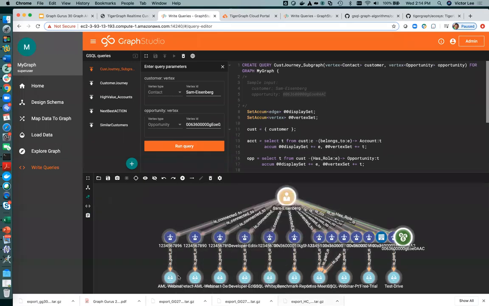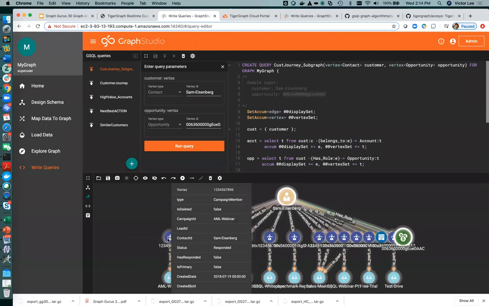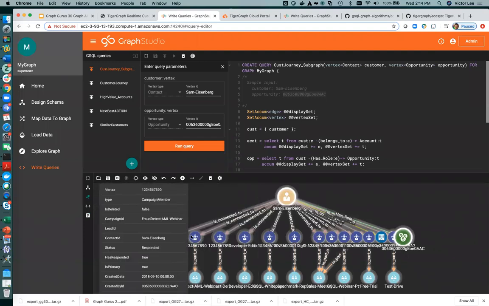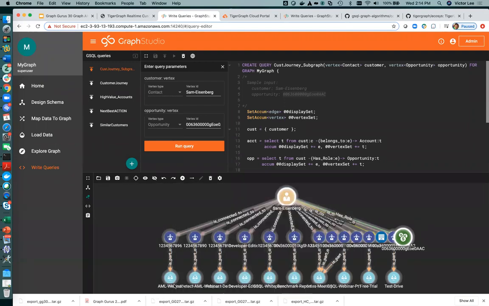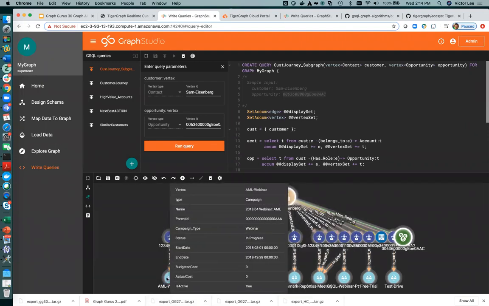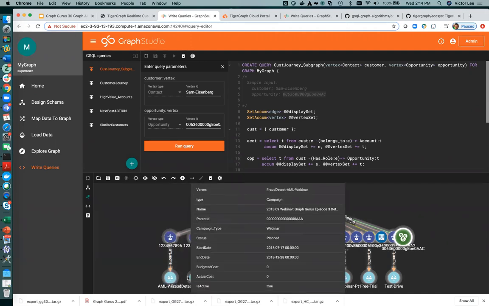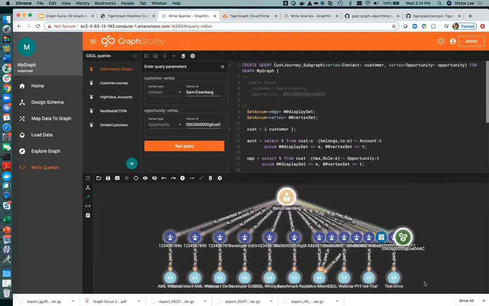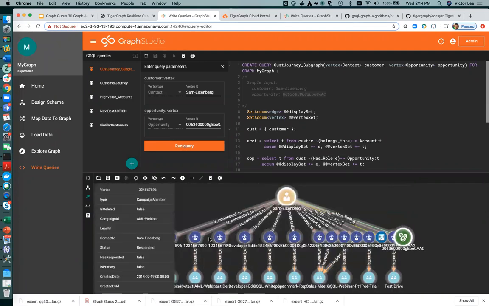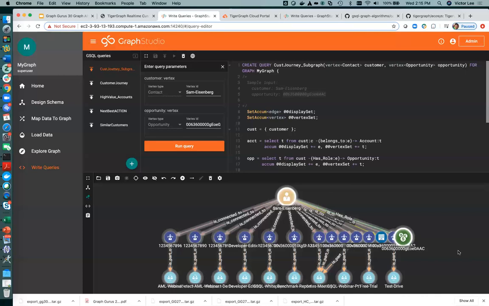There's Sam, and here are various, the type is campaign member. So that is a member of the campaign, an entity, and these are referring to specific things like an AML webinar, a fraud detection / AML webinar, etc. And these also have a time, so this is not necessarily organized by time, but it could be. And so let's say this one turned out to be a case that did become a customer. Sam did become a customer. So then you want to find out, well, where can I find similar people at this stage? And so I can make sure I do the right things so this person also becomes a customer.